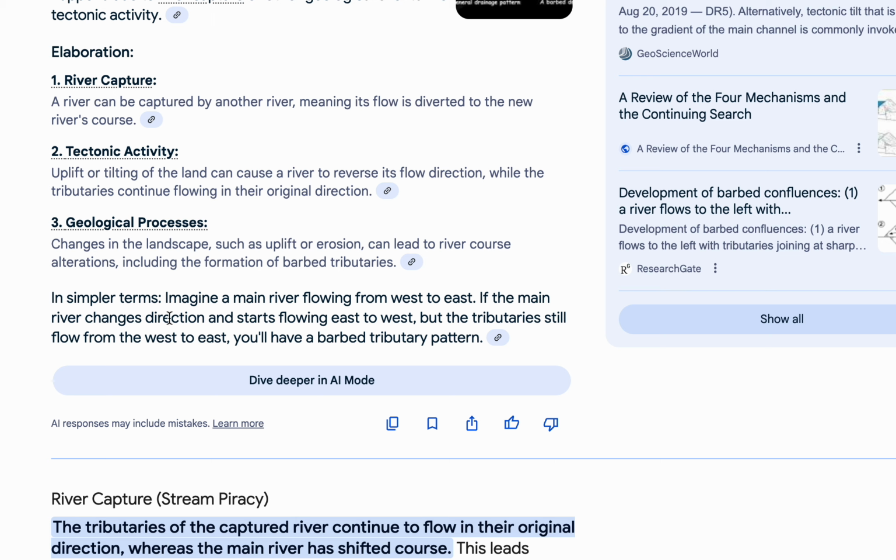In simpler terms, imagine a main river flowing from west to east. Right, from west to east. If the main river changes direction and starts flowing east to west, but the tributaries still flow from west to east, then you have a barbed tributary pattern. Okay.